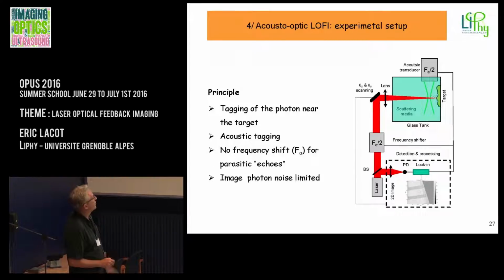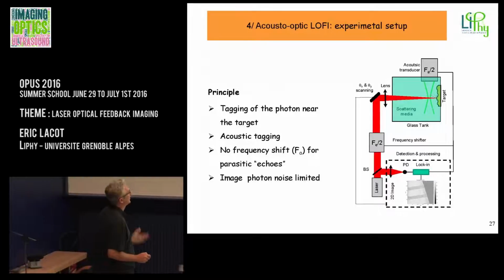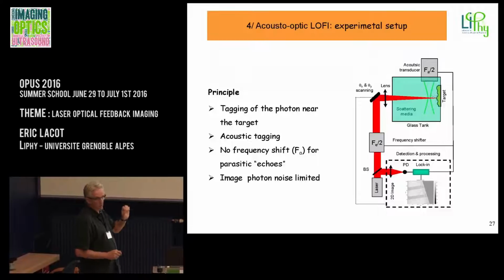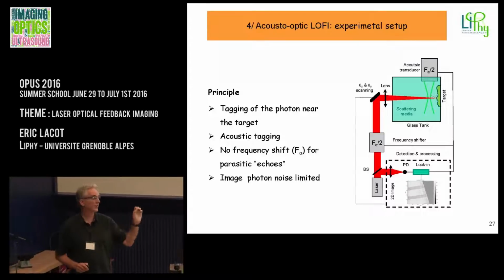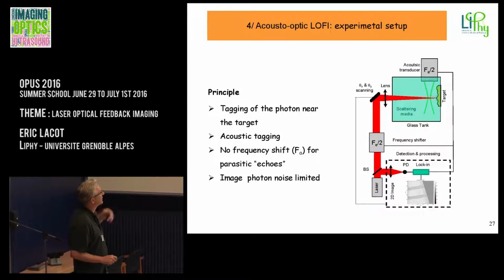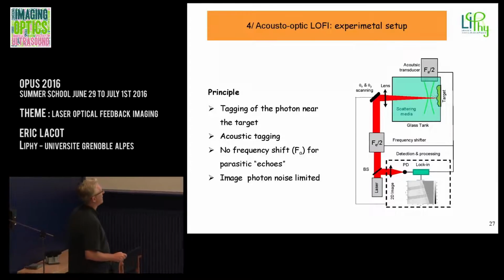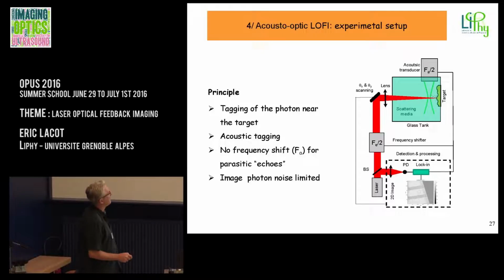So the principle is the following. We acoustically tag the photons near the target, to shift the frequency of the photons coming back from the target by a frequency FA. So now we are able to distinguish between these photons and the photons coming back from parasitic echoes, where there is no frequency shift. And under this condition, the LOFI images are now limited by the photon noise and not by the parasitic echoes.